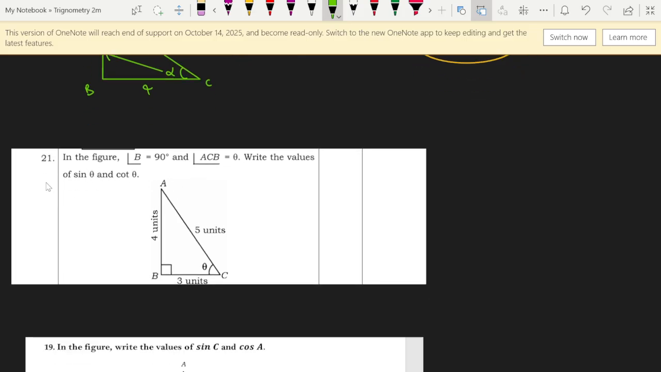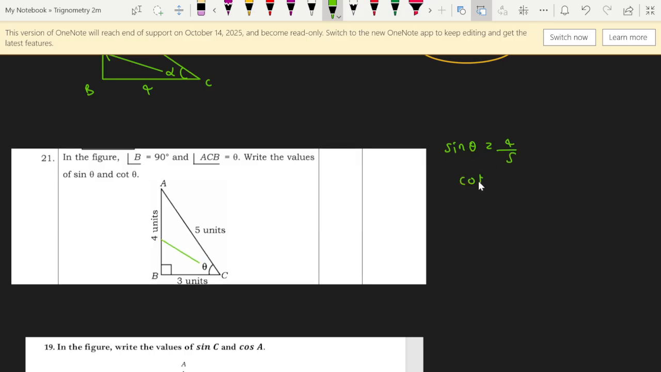So again, this is also maybe a 2024 or 2023 question. In this figure, angle B is 90 degrees, angle ACB is theta. Write the values of sin theta and cos theta. I think just now we did it, right? Sin theta is opposite side. What is the opposite side of theta? That is 4. So 4, hypotenuse is 5.